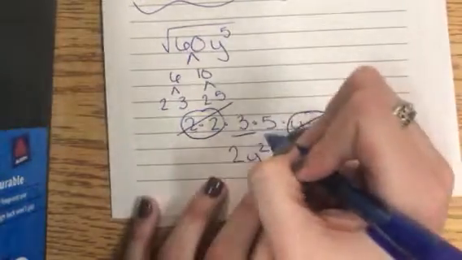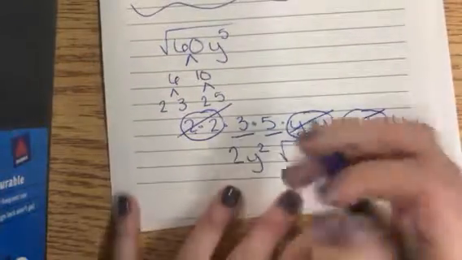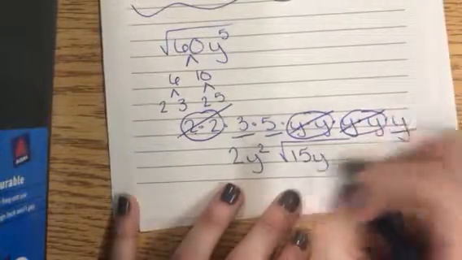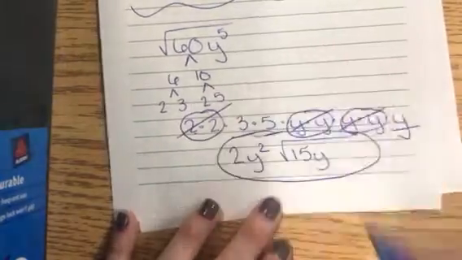Anything that I didn't circle is staying inside and getting multiplied together. So 3 times 5 is 15 times the y is a 15y. And so here's my simplified answer there.